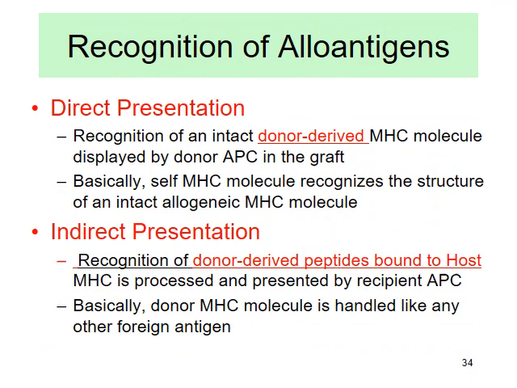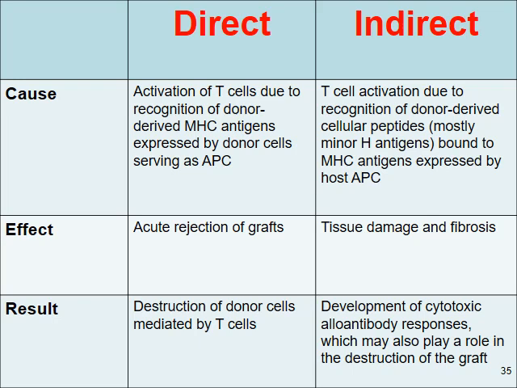The idea is that in both ways, the T cell will see it, whether it's presented by the donor cell or presented by the recipient cell, right? But the point we're trying to make from this is that if it is a direct presentation, we are going to have acute rejection of the graft, right? If it's an indirect recognition, we may have tissue damage and fibrosis, right? But the result of this one is that it immediately will cause T cell destruction.